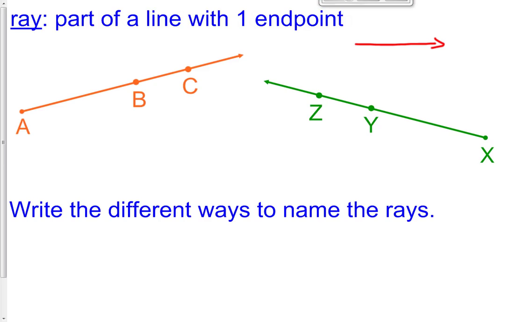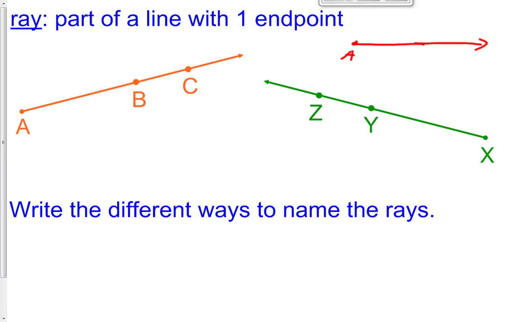Now a line segment is part of a line with two endpoints. So we call it like A and B. That was segment AB. Now a ray is kind of a mixture of a line and a line segment. It has one endpoint, but the other part of the line goes on forever.